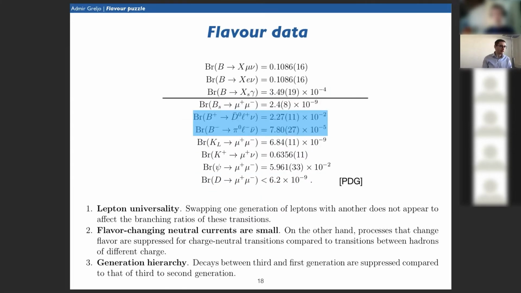All right. Another interesting observation from data is that decays between third and first generation, namely B to pi, which is a B quark to the first generation quark, B to up transition, has a branching ratio 10 to minus 5 compared to, let's say, B to charm. D meson is charmed, B to charm transition, which is 10 to minus 2. So there seems to be a hierarchy: going from third generation to first is suppressed compared to third to second.